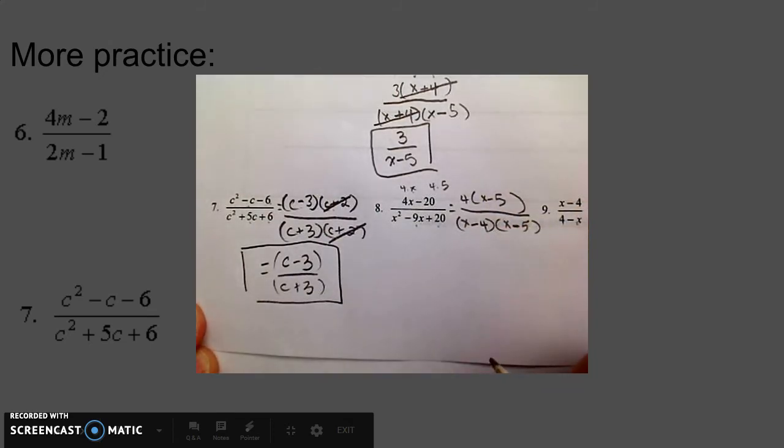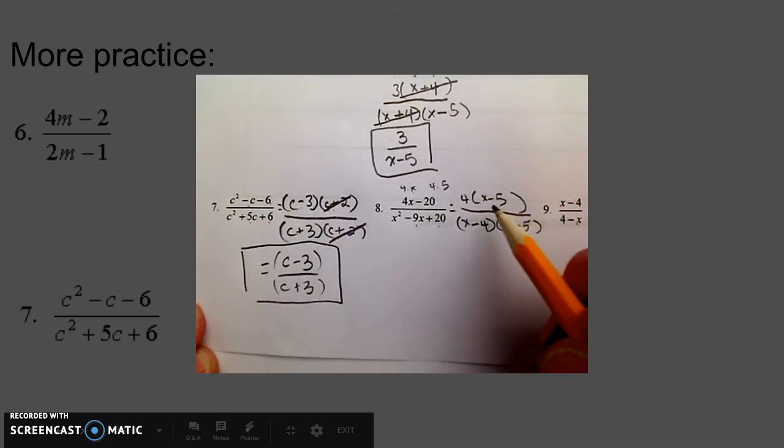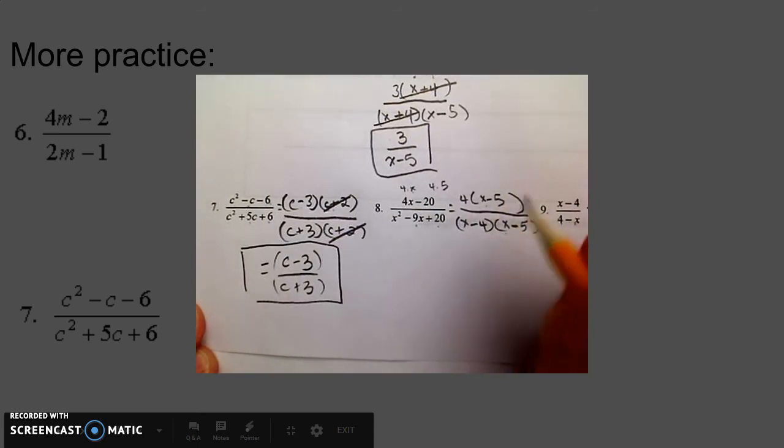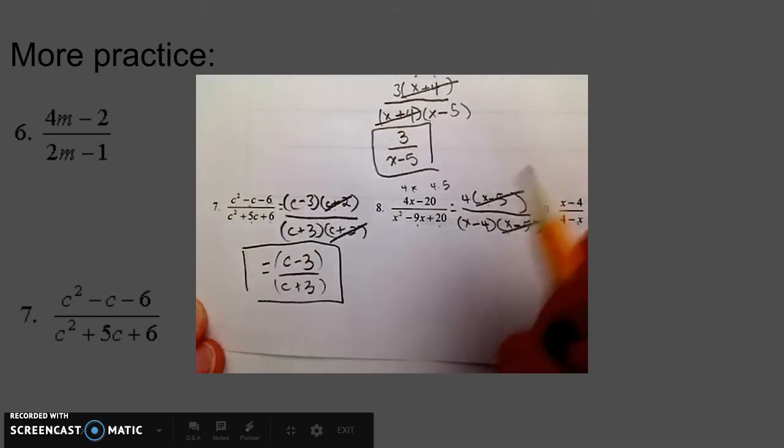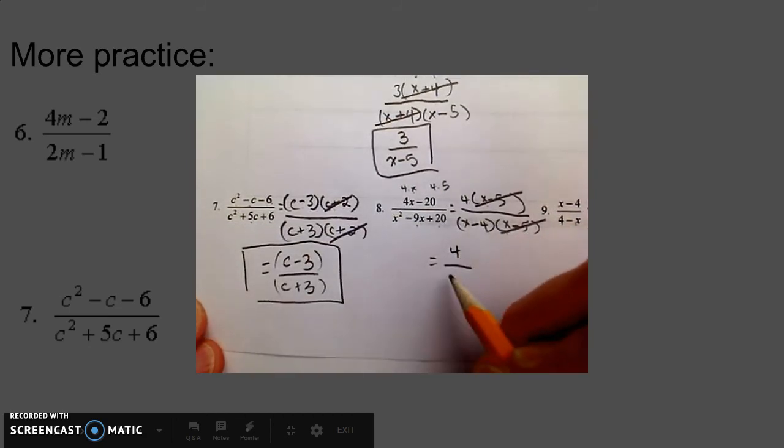So where are my common factors here? Looking at how this is factored out, I have an x minus 5 in the numerator, x minus 5 in the denominator. I can divide numerator and denominator by that same x minus 5 factor.